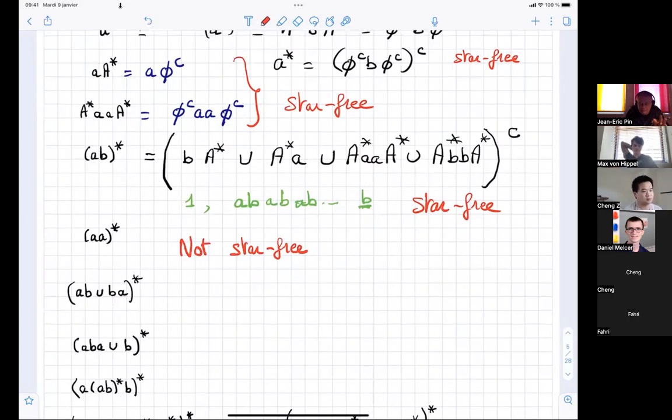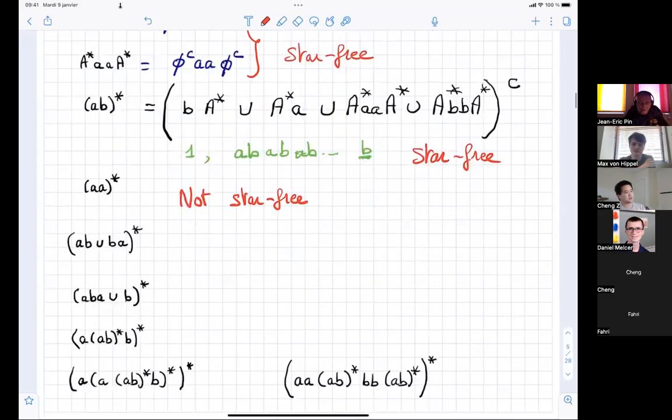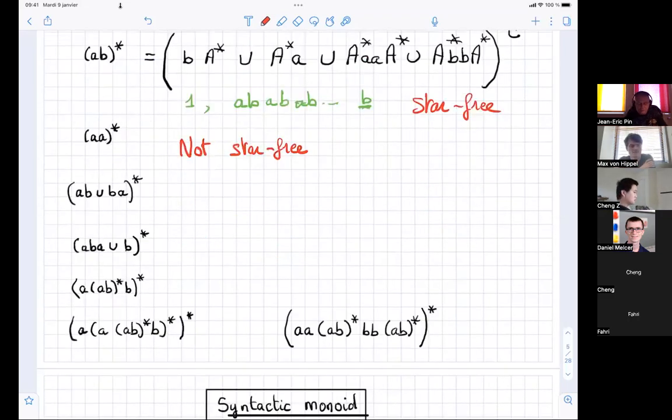Yeah, but okay. Now I have a bunch of languages, and if you just want to guess which one is star-free, which one is not star-free, just use this example here just to show you that this is not especially simple. So this one, sorry, which one? This one is star-free.